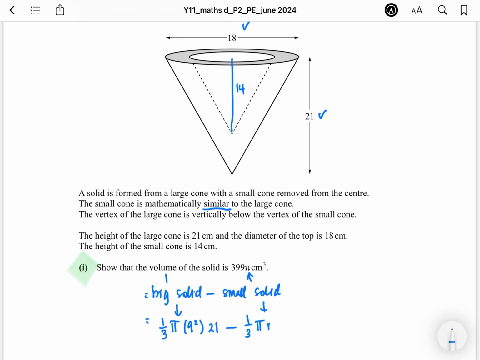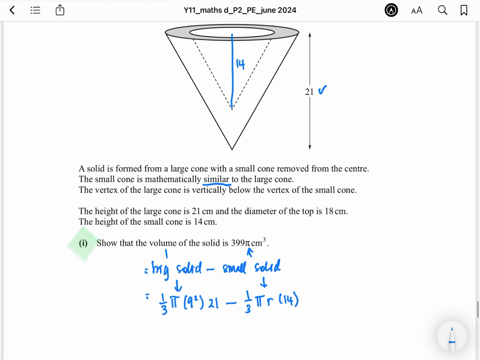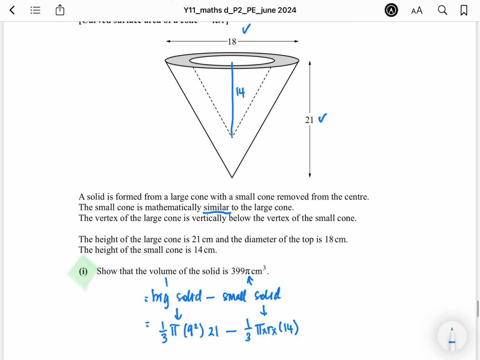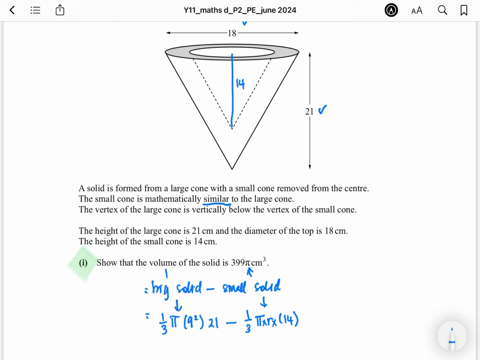However, the radius we do not know. But we do know that. So we can't actually proceed here unless we find pi. Unless we find r, the radius of the small solid. So the radius of the small solid, we can use the similar properties.